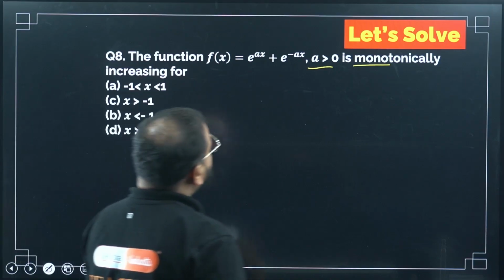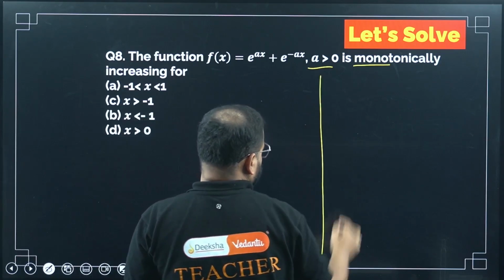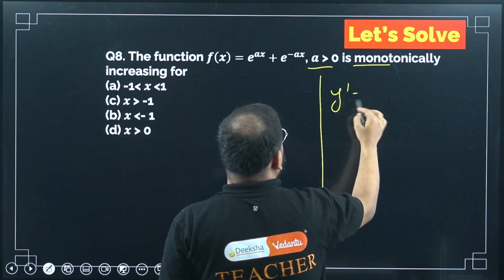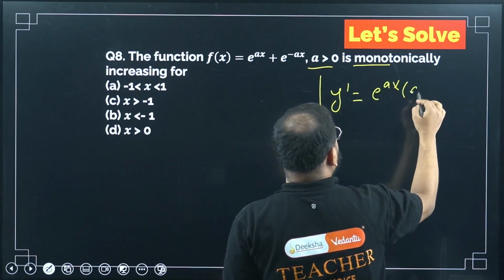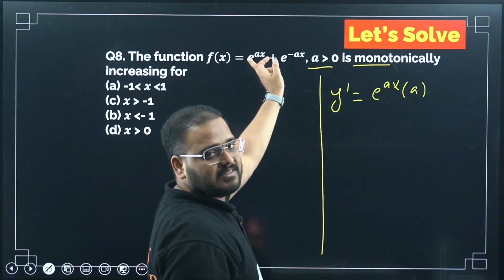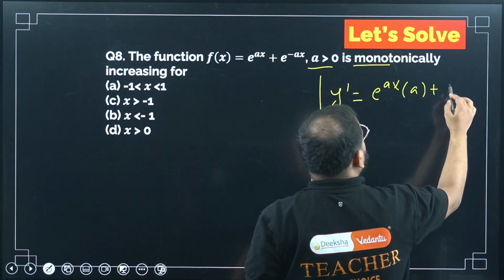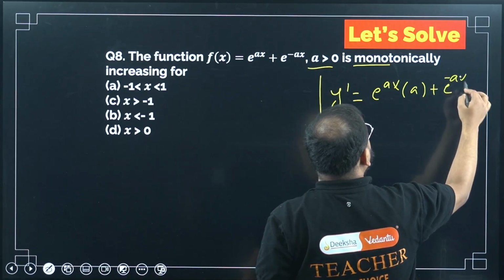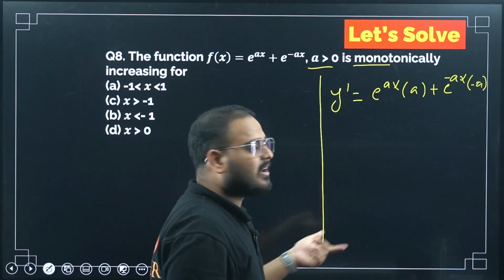Single trend will check. First step is, we'll find y dash. What is that going to be? e power ax times a. I will do for e power ax, it will remain as it is, then ax I'll do, it will become a. Same way here I'll get e power minus ax times minus a, because for minus ax I'll get minus a.